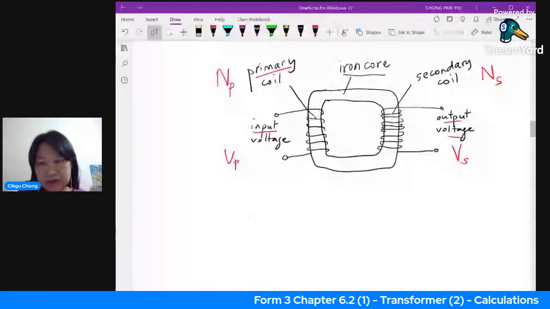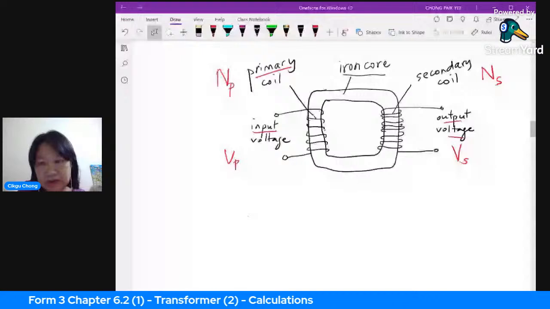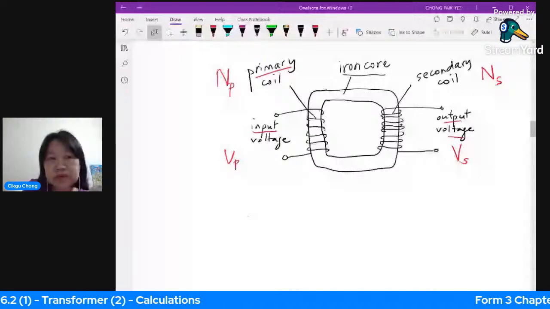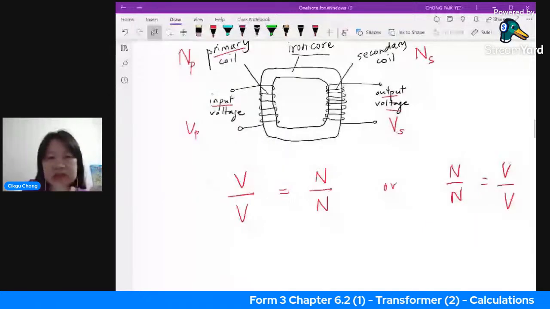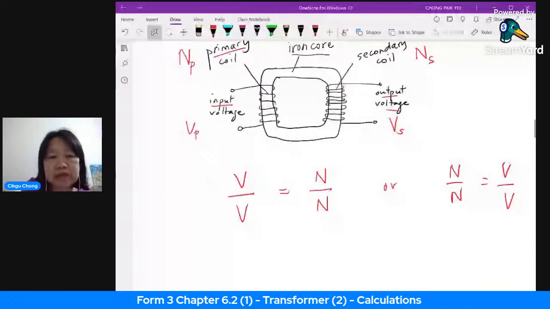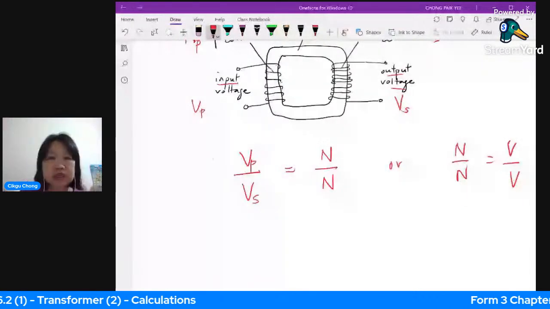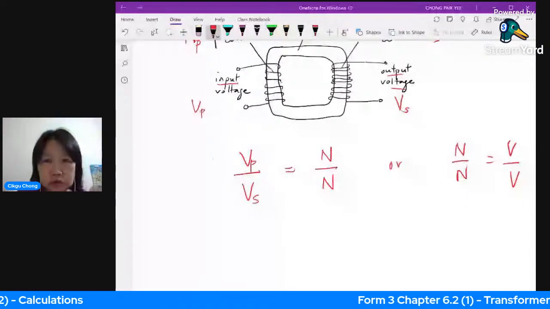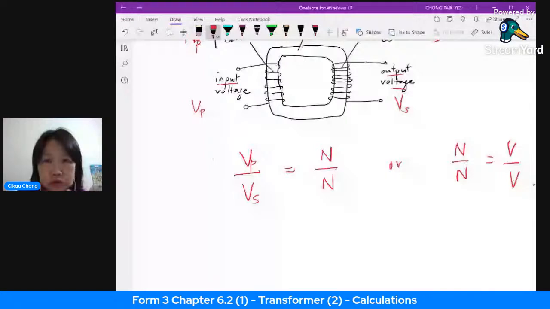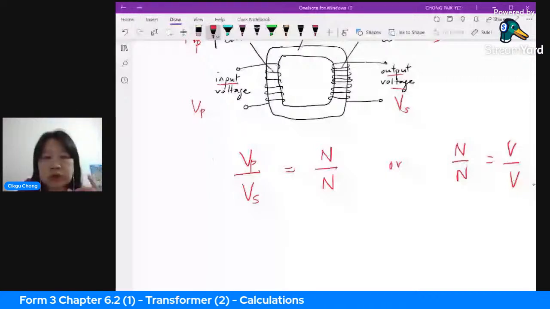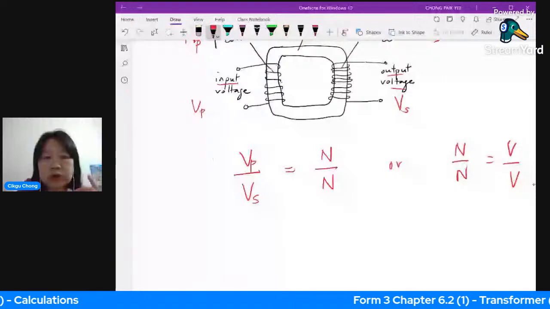Now, which one is up and which one is down? Is it VP over VS, or VS over VP? It doesn't matter actually. If I want to put my VP on top, then the bottom will be VS. So VP over VS is equal to the N number on the other side. You have to follow what is for the voltage. If you put P on top for the voltage, here must also be P, and the bottom will be S. So this is correct.